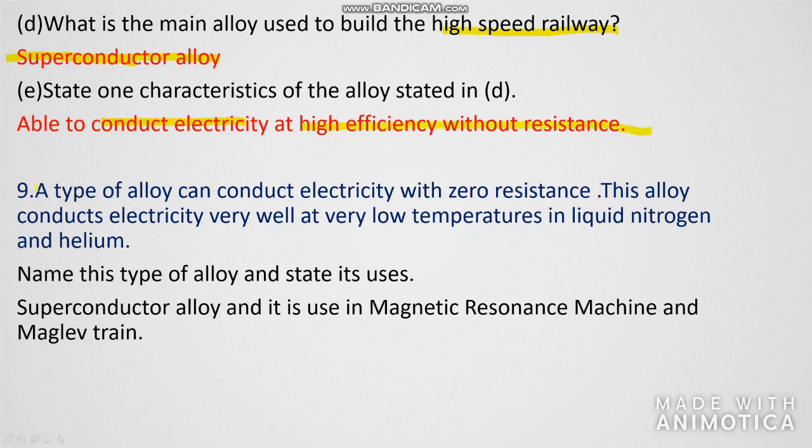Okay, ini merupakan satu statement. A type of alloy can conduct electricity with zero resistance. This alloy can conduct electricity very well at very low temperatures in liquid nitrogen and helium. Name this type of alloy and state use. Okay, so apakah jenis alloy ini? Okay, keyword here conduct electricity. So ini ialah superconductor alloy. Apakah kegunaan superconductor alloy? Is used in magnetic resonance machine and also magnetic train.